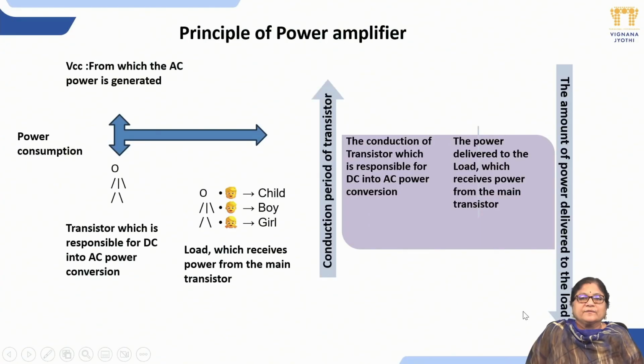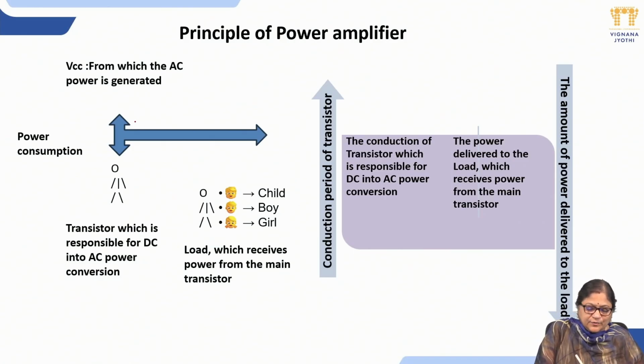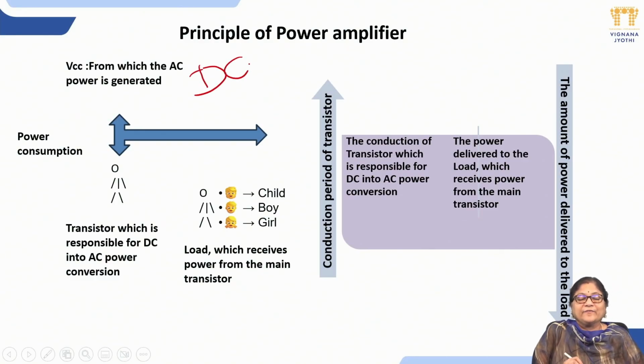Coming to the principle of power amplifiers, if I take the power amplifier circuit, it basically contains 2 parts. I am dividing it into the transistor part, and the DC power supply and the load. If you look at this diagram, the 2 arrows indicate that, first, from the DC source we have to convert this DC source into an AC source.